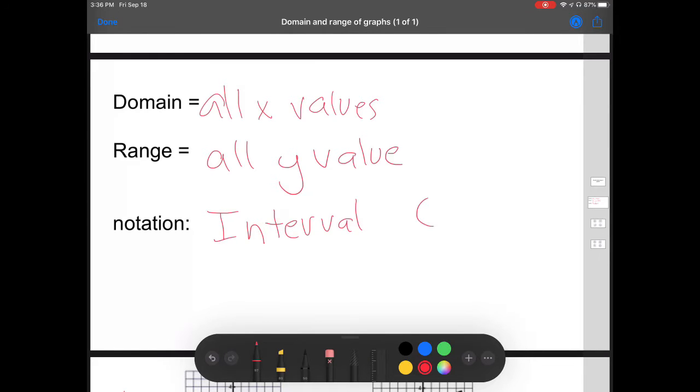Right, that's when you use parentheses and brackets. Use a parenthesis only for infinity symbols or if there's an open dot on the graph. That's the only times you use parentheses. Any other number, you would use a bracket. So closed circles, or if it's a piece of the graph that doesn't have a dot, but there's just part of the line there. Anything else is the bracket.